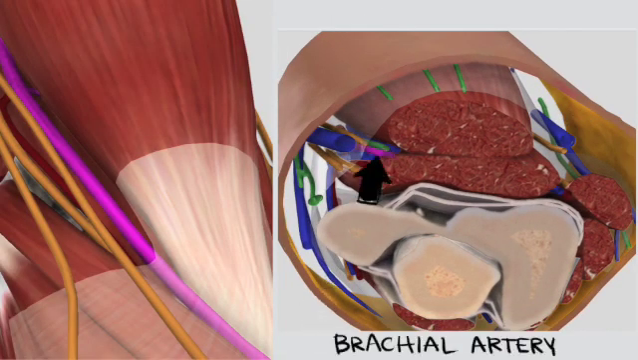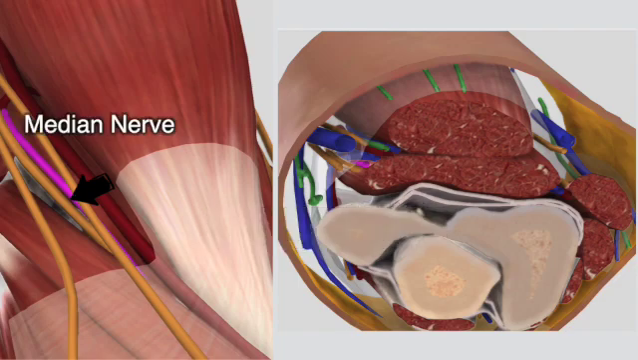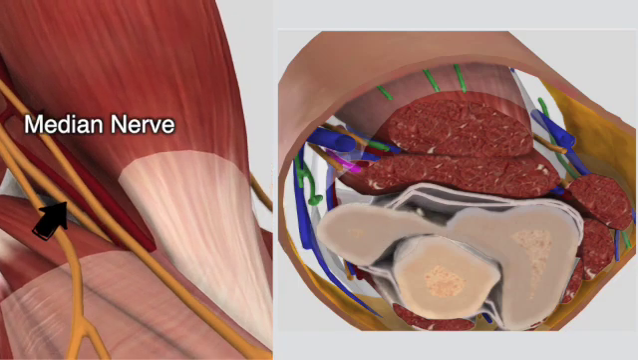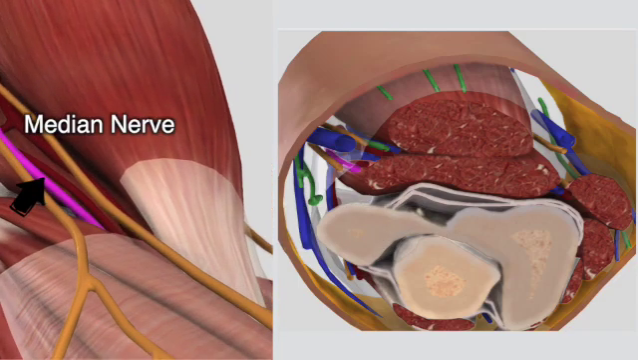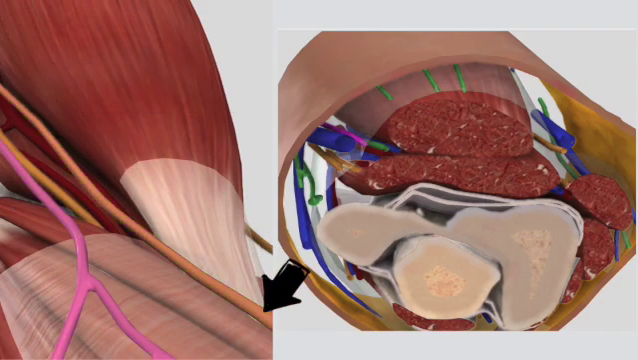Medial to the biceps is the brachial artery, which itself is medial to the anterior branch of the ulnar recurrent artery. The median nerve lies adjacent to the anterior branch of the ulnar recurrent artery. Outside of the fascia lie the anterior and posterior branches of the medial antebrachiocutaneous nerve.